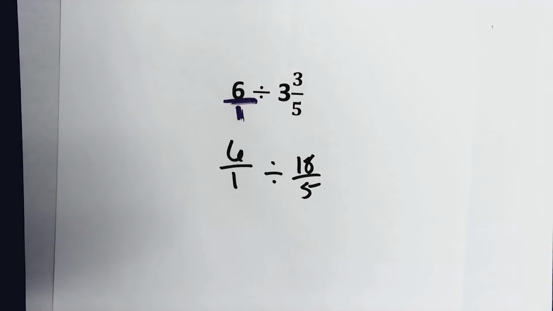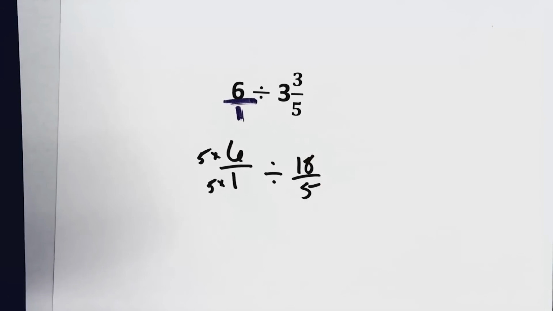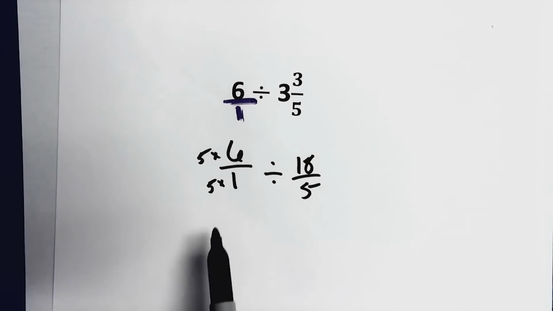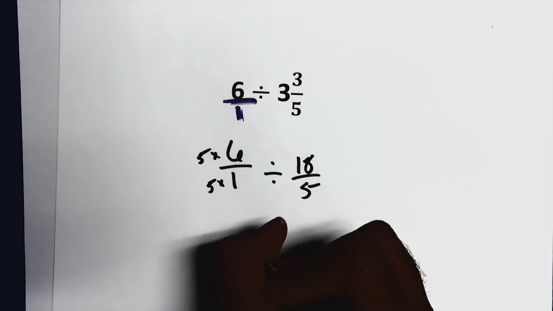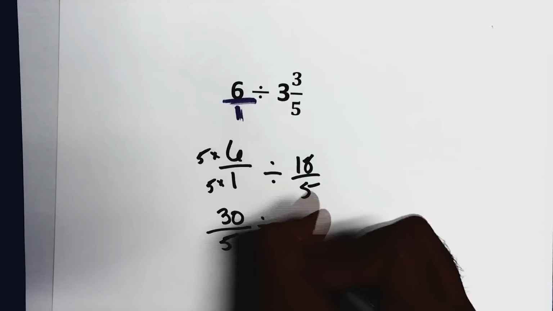What can we do now to get common denominators? We can rewrite the dividend as an equivalent fraction with a new denominator, and this would allow us to have the same units. So what can I multiply this by to change my denominator to match my other denominator? Correct, I can multiply this by 5. So multiply this by 5, multiply this by 5. So now 1 times 5 is 5. 6 times 5 is going to give me 30. Good job.